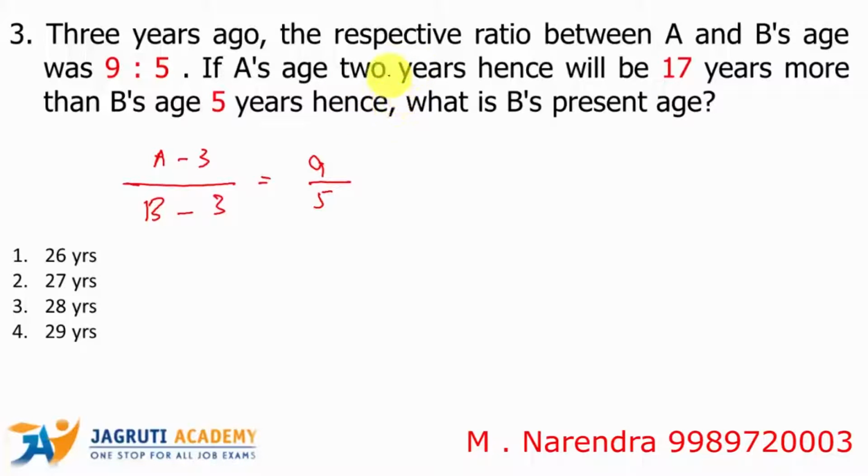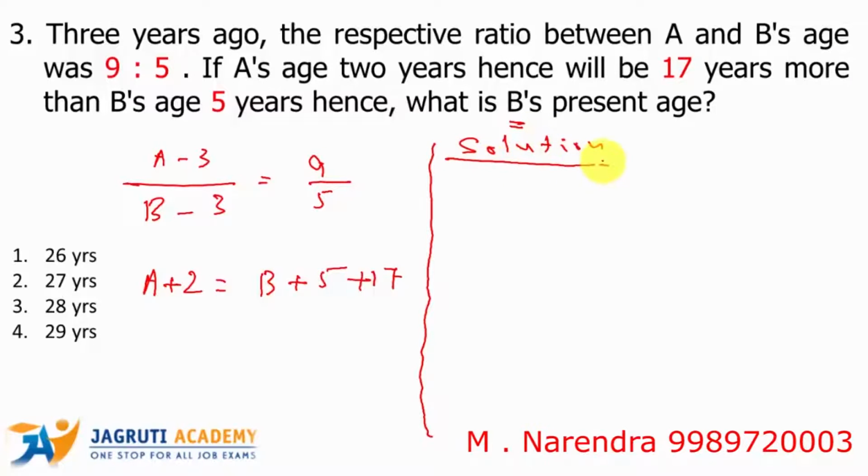So let's express the same as an equation. A's age 2 years hence, that means A plus 2, will be equal to 17 years more than B's age 5 years hence. So B plus 5 plus 17. So what's the question? B's present age. So these equations are given to us. Now my solution is here.